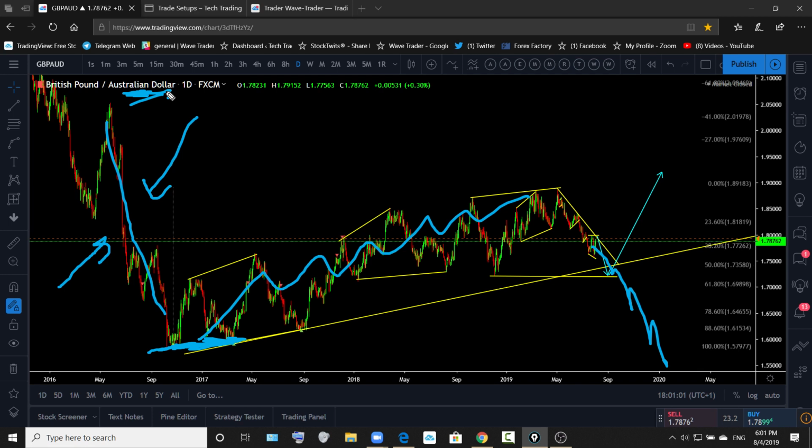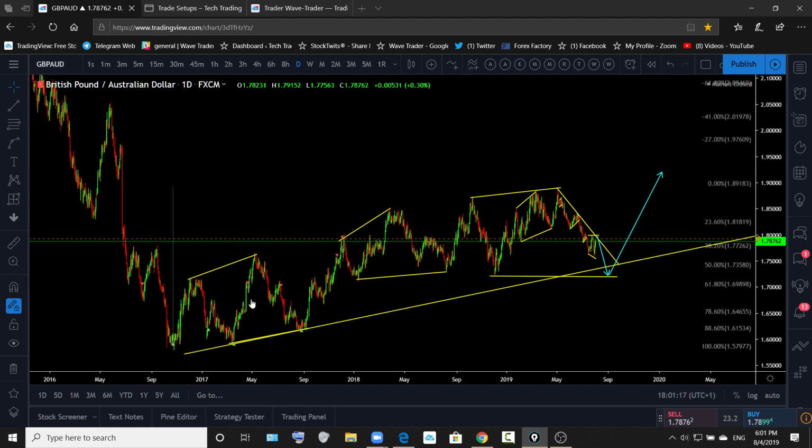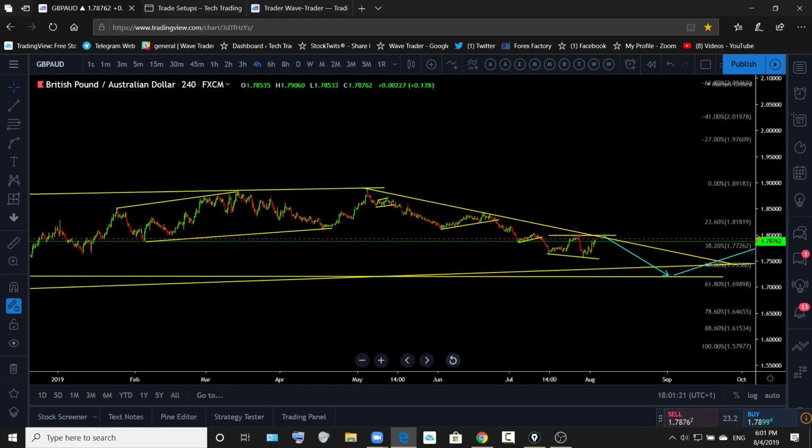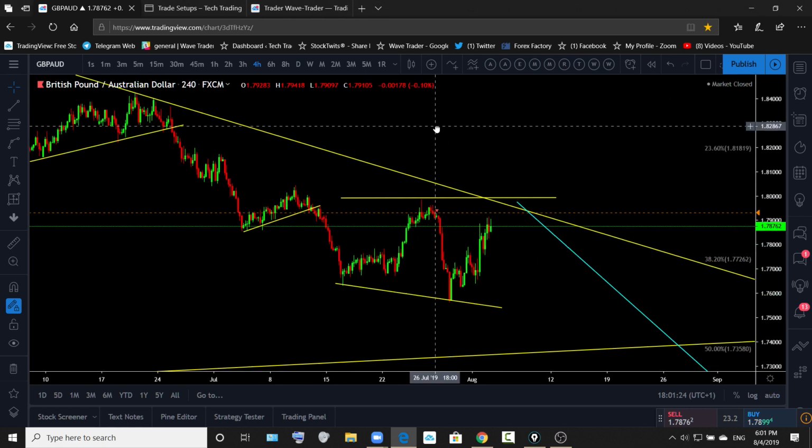Australian currency is highly dependent on the Chinese economy, right? Because of that, they are getting weaker. So it can reverse very aggressively for the upside. Okay, Australian dollar. So let's straight away go to the lower time frame and look at this expanding triangle.